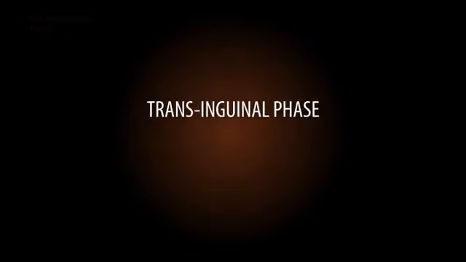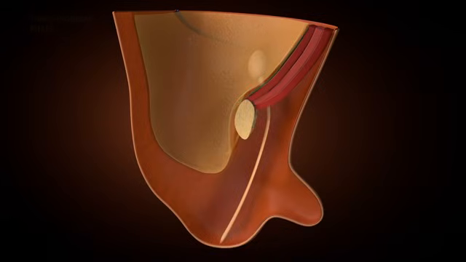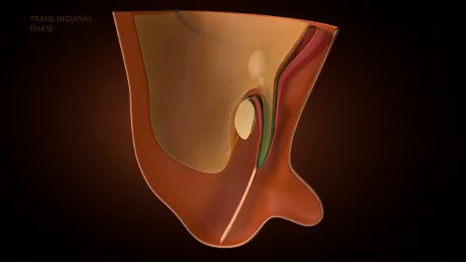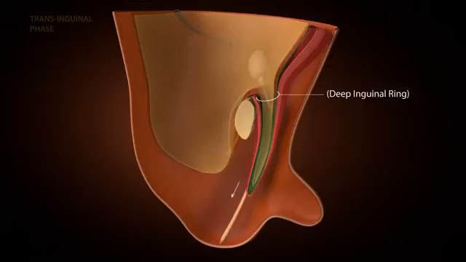The transinguinal phase is an active process that takes place over a couple of days between 25 and 35 weeks of development. A finger-like evagination of peritoneum, called the processus vaginalis, pushes its way through the tissues of the developing abdominal wall. This evagination follows the course of the gubernaculum and acquires sleeve-like coverings of tissue corresponding to the various layers of the developing abdominal wall.